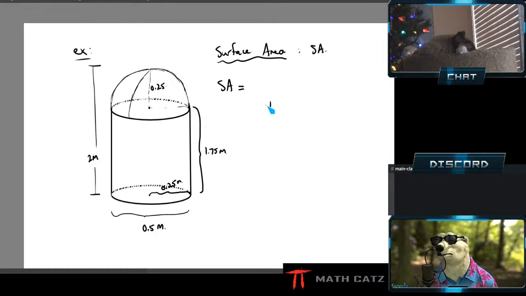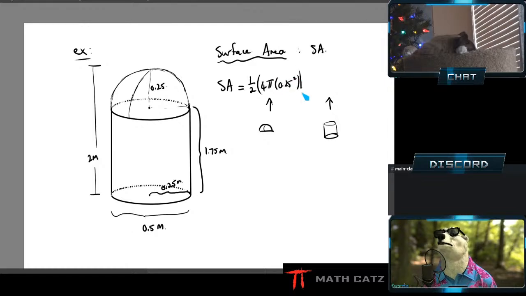Okay, so the half circle. First one here will be the half circle dome, and then we also have the cylinder portion. Half circle surface area: it's half of the surface area of a sphere, which is 4 times pi times the radius squared. So 0.25 squared.